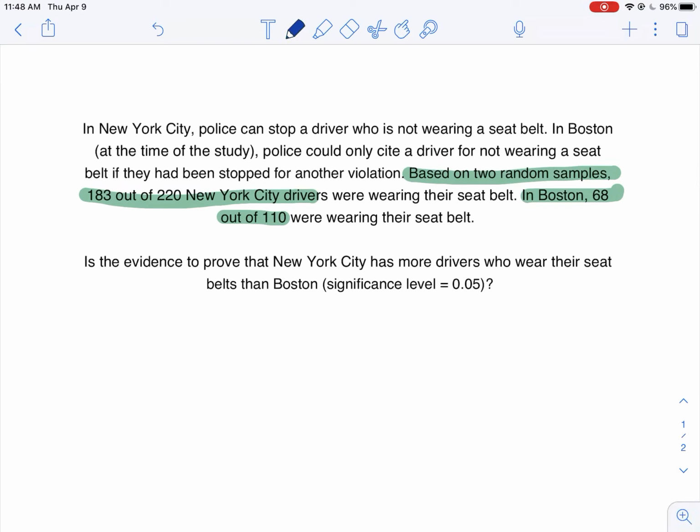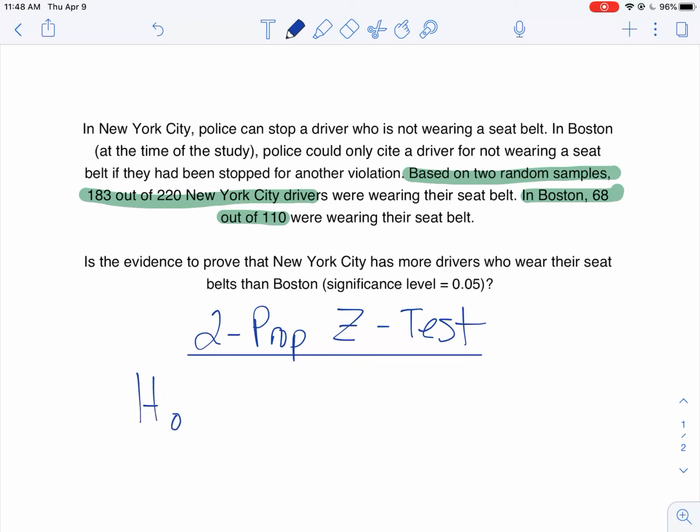Alright, so we're going to set this up. Now, we're trying to prove that one proportion is greater than the other. So this is going to be a 2-prop Z test. We're going to start that out immediately, so that I know it's a 2-prop Z test. I know it's based on two proportions when I set up my null and my alternate. This is important. This is a mistake we're still seeing a little bit.